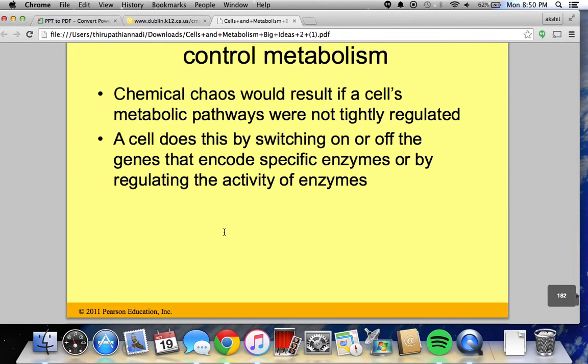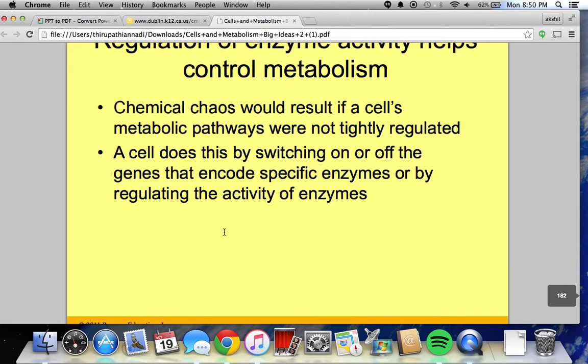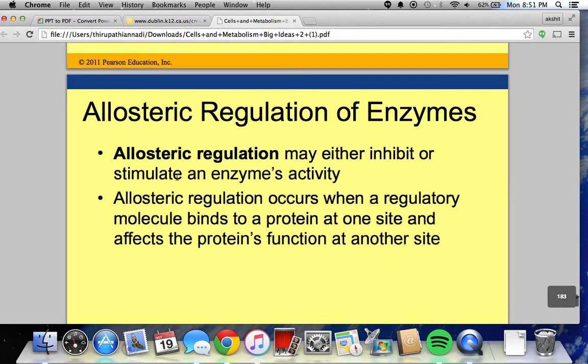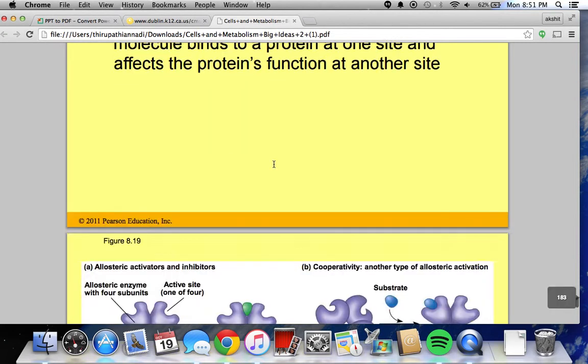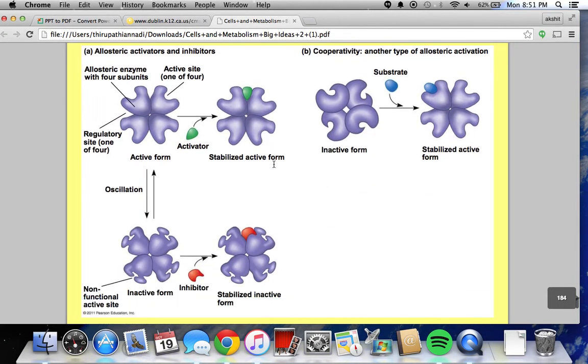Enzymes sometimes make too much product, so you have to control whether the enzyme is working or not to keep a balance of the substrate and the product in your body. So that's what allosteric regulation is for. It's just a fancy way of saying turning the enzyme on and off based on what you need. And this picture does a good job of explaining it.